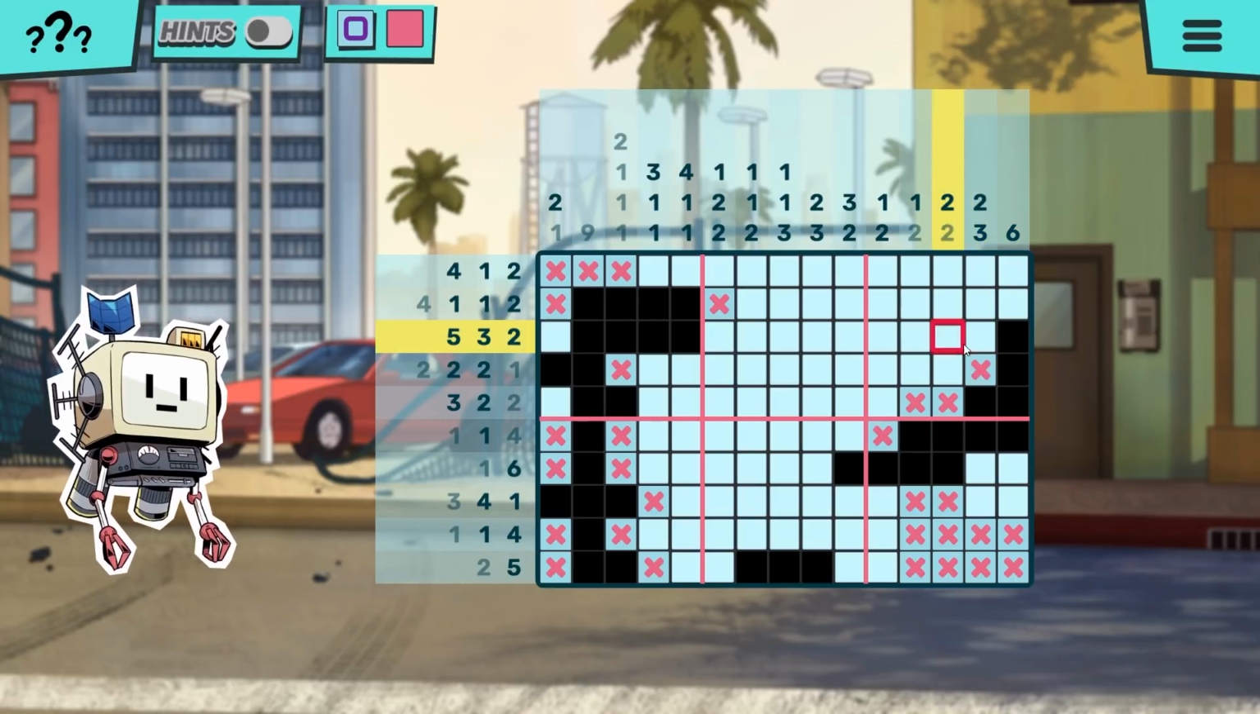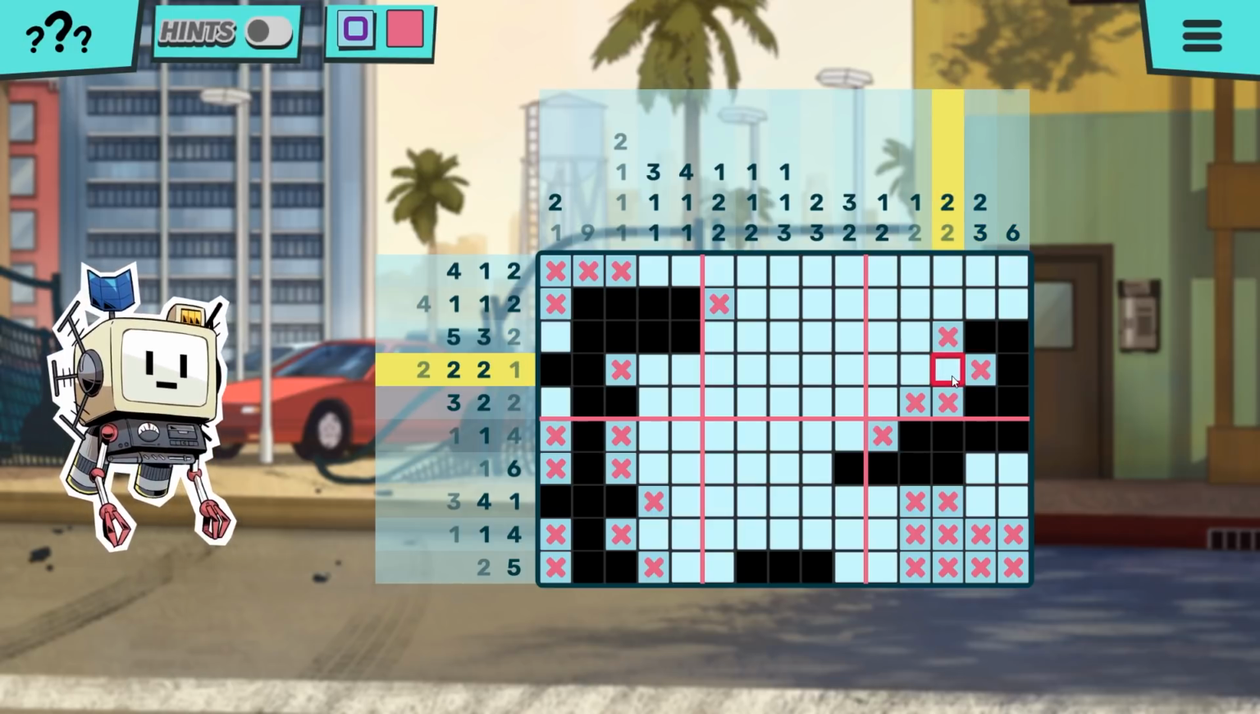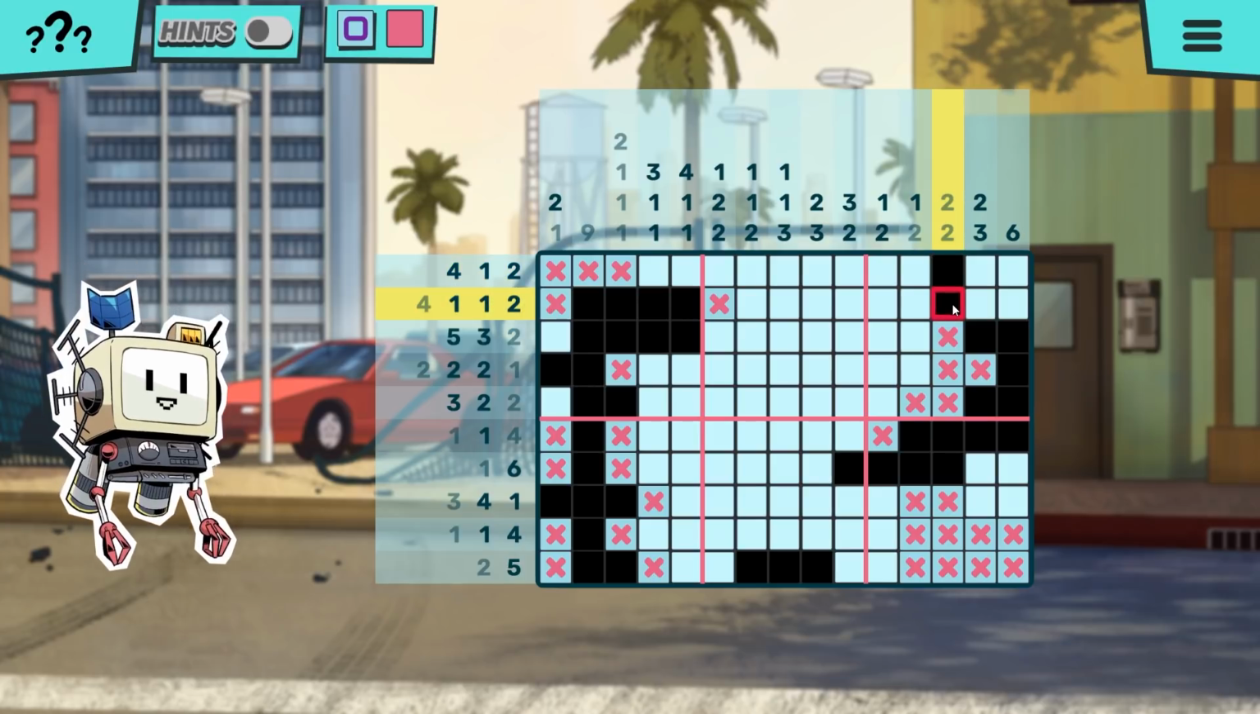We know the 6 is here. We know this is a 1, this is a 2. That's that. Oh. Which means 2 can't fit there. Which means from the 2's bottom, it's got to be up here.